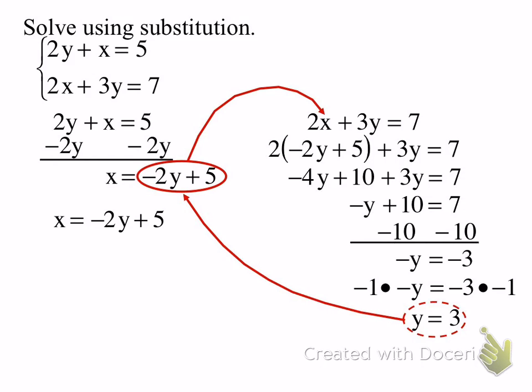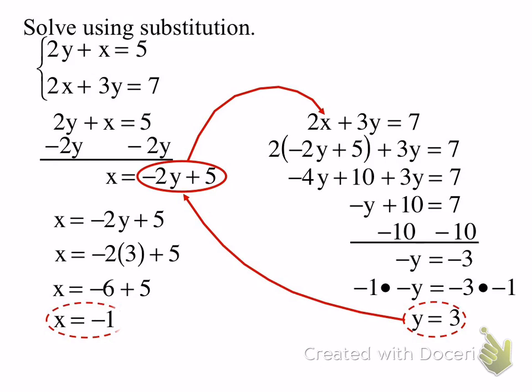Now we get, what are we getting? Kate? We get negative 6 plus 5 is negative 1. And so, my solution, David? Negative 1 comma 3 is the solution to the system. Questions?